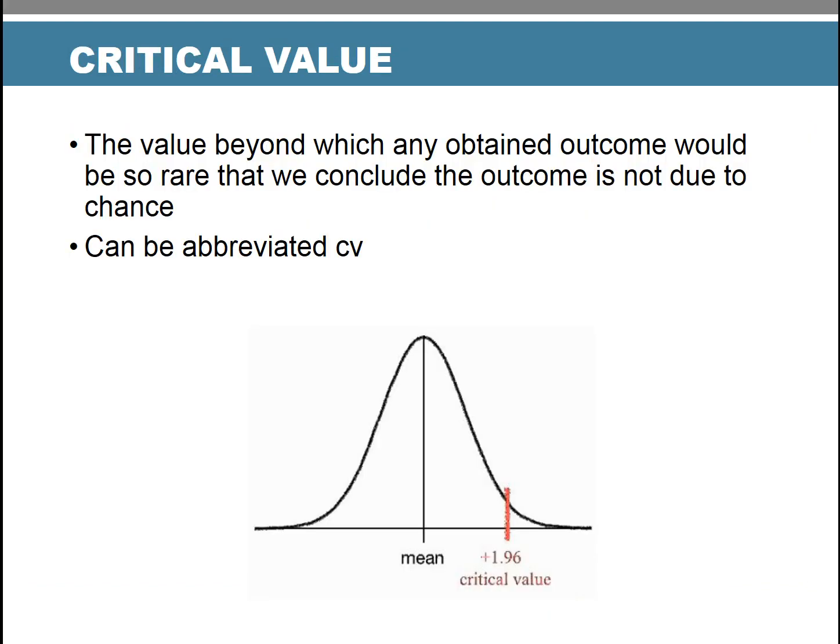The next term we're going to talk about is the critical value. The critical value is the value beyond which any outcome that you get is so rare that we're going to conclude it is not due to chance. This is actually a true finding. This is an effect of our intervention or experiment, or this is something that we're observing in the natural world, but this is a true finding. So the critical value is that threshold point. So here, my critical value is 1.96. Any result beyond 1.96 is so extreme I'm going to conclude that it is not due to chance. It is actually an effect of what I am trying to study. We can abbreviate the critical value as CV, and sometimes you will see it abbreviated that way.